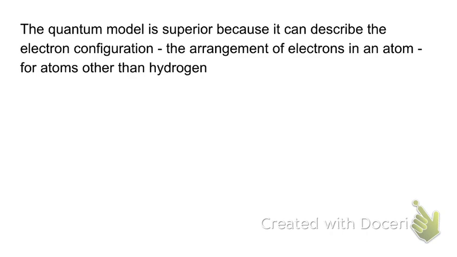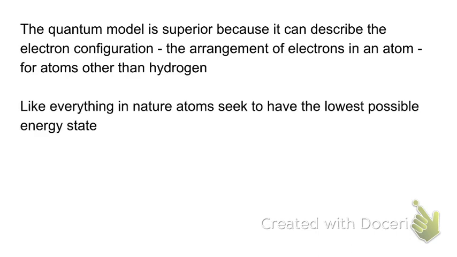The quantum model is superior to Bohr's model and to Rutherford's model and to the plum pudding model because it can describe the electron configuration. Simply defined, electron configuration is the arrangement of electrons in an atom. So how are those electrons arranged in space around the atom? And this is for atoms other than hydrogen, because hydrogen only has one, and so it's very easy to tell where that electron is going to be.